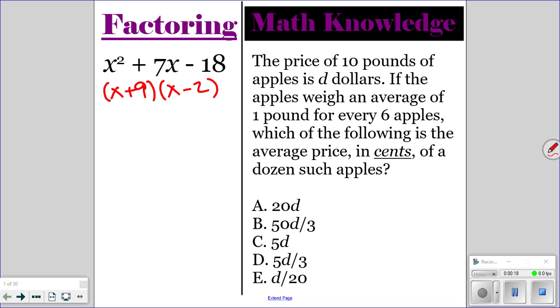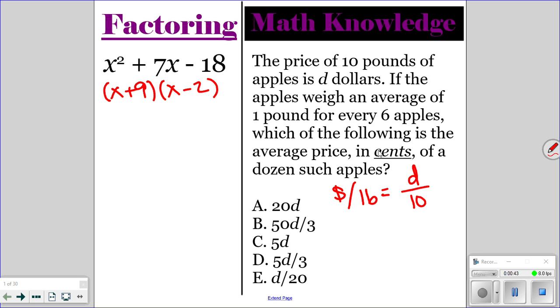So that would be your answer there. So for the math knowledge question, the price of 10 pounds of apples is $D. So I want to know what is the price per pound. So our price is $D and the pounds are 10 pounds. So that's our price per pound.